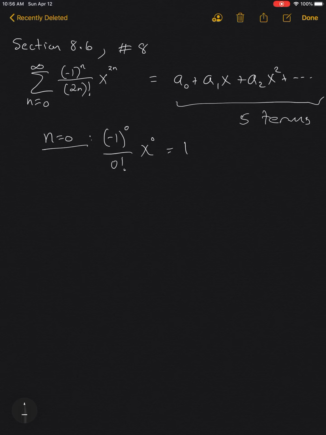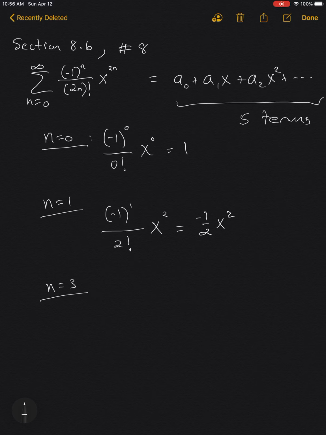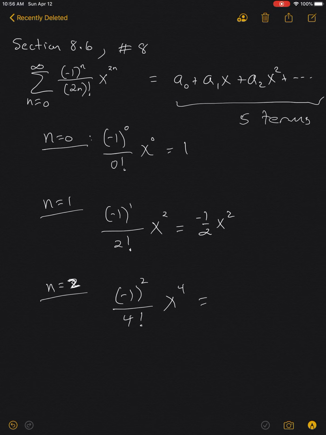x to the 0. When n equals 1, minus 1 to the 1 over 2 factorial, x to the 2n, so x squared. So in this case, we're at minus 1/2 x squared. N equals 3. I'm sorry, n equals 2. Skip 2. Negative 1 to the squared power over, in this case, 4 factorial. Now, 2n factorial, x to the 4th. So 1/24th, x to the 4th.